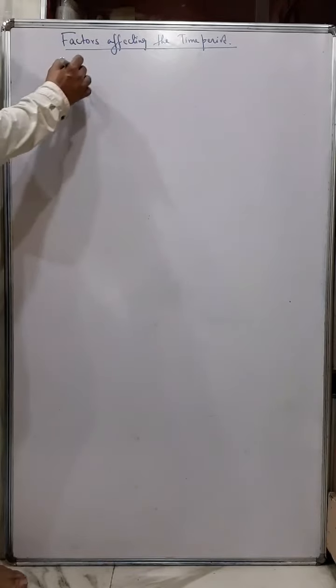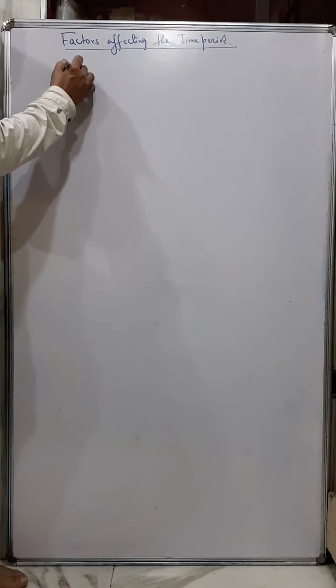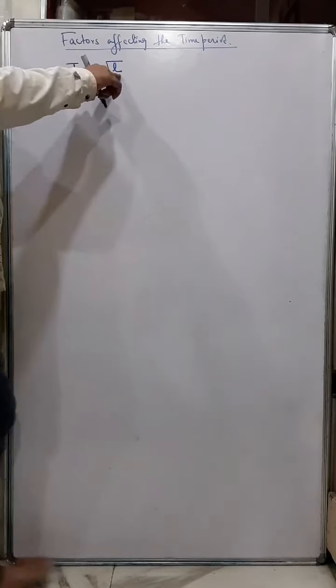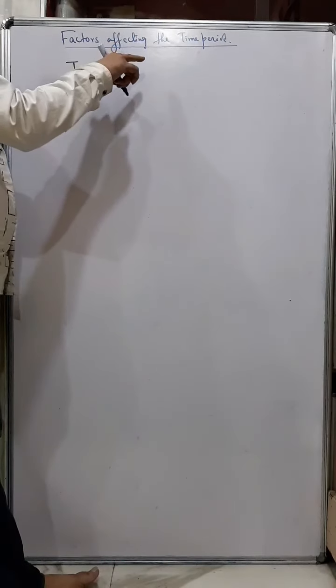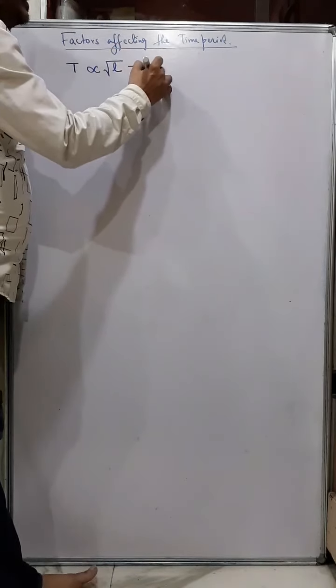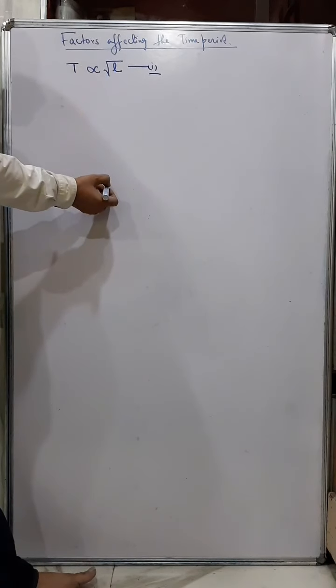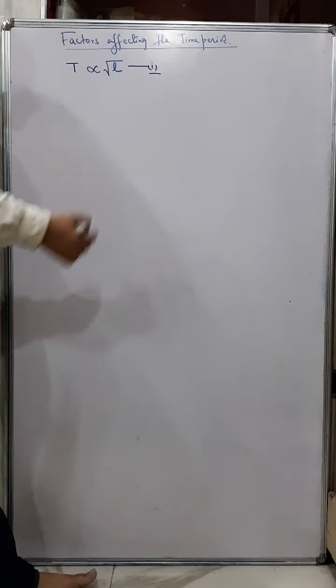Next is factors affecting the time period of a pendulum. Now it is experimentally seen that the time period of a simple pendulum is directly proportional to the square root of its effective length. So T is directly proportional to the square root of the effective length of the pendulum. So that means, the more the length of the pendulum, the more is the time period.